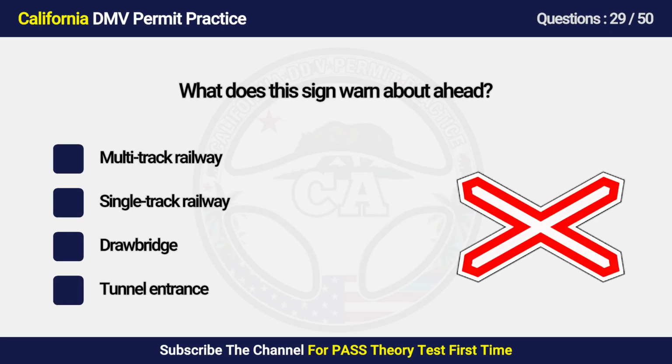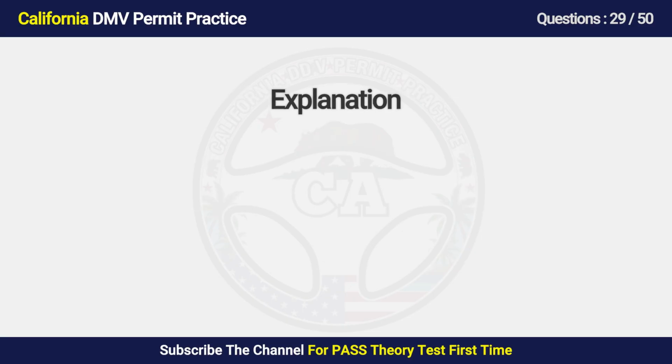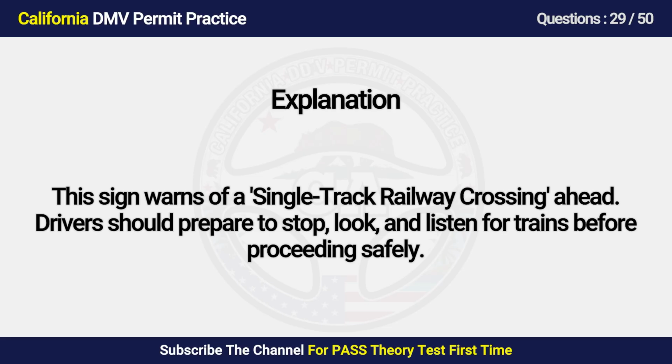A, railway. B, railway. C, drawbridge. D, tunnel entrance. Answer is B, railway. This sign warns of a railway crossing ahead. Drivers should prepare to stop, look, and listen for trains before proceeding safely.